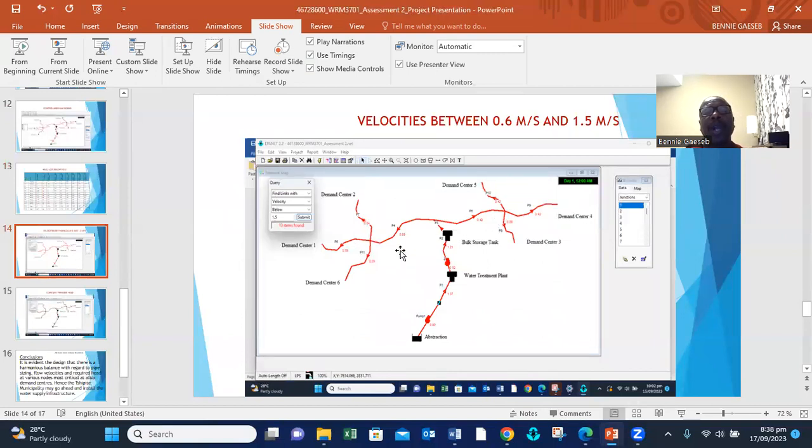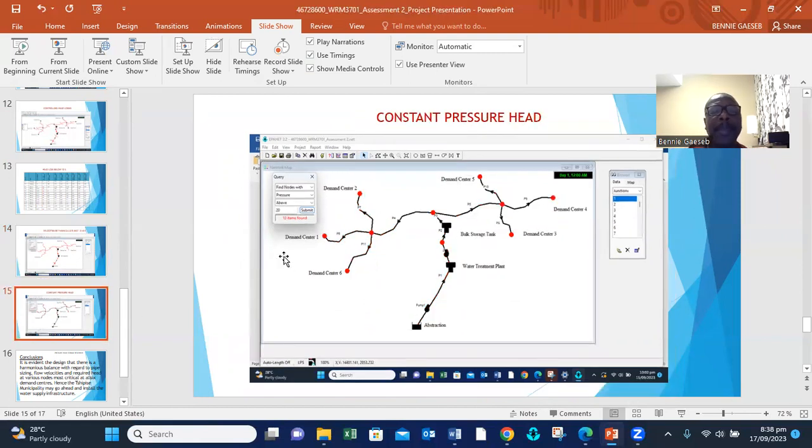The software is also capable of providing us with information such as, for example, the velocity below 1.5 meters, and it kicks out all these links in red, meaning the flow velocity within each and every pipe is below 1.5 meters per second, which is okay. And also the same for the demand centers. I give it the query, pressure above 20, that's the input. And then it gives you the centers which have a pressure head of above 20 meters.